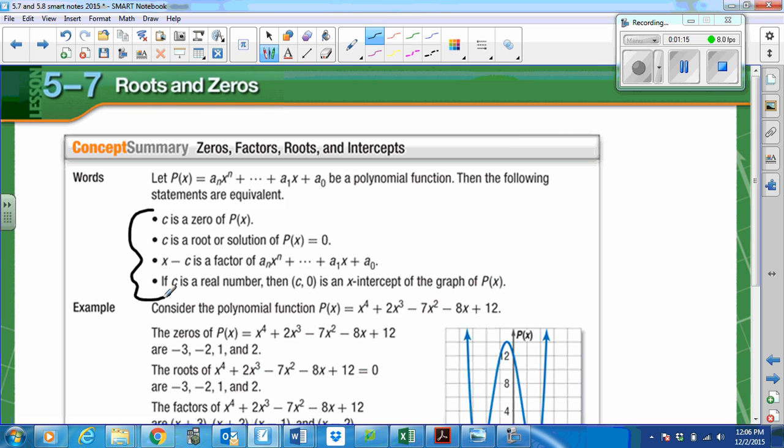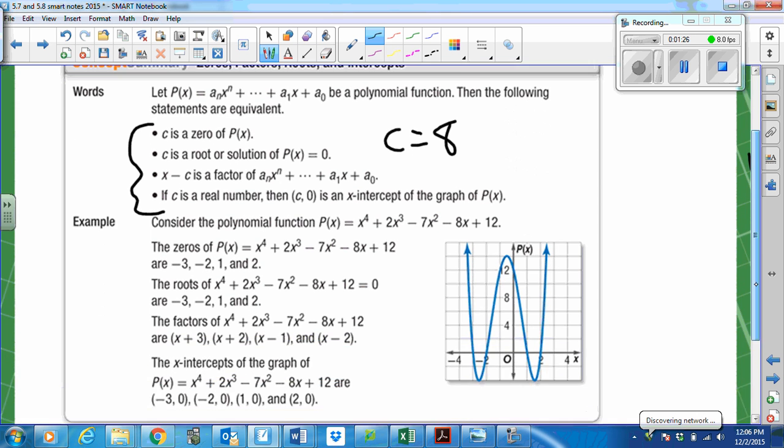So all this is saying, we could even say if, in this case, C happened to equal 8, if you want to see something more concrete, then those four statements could be made about C equal to 8.